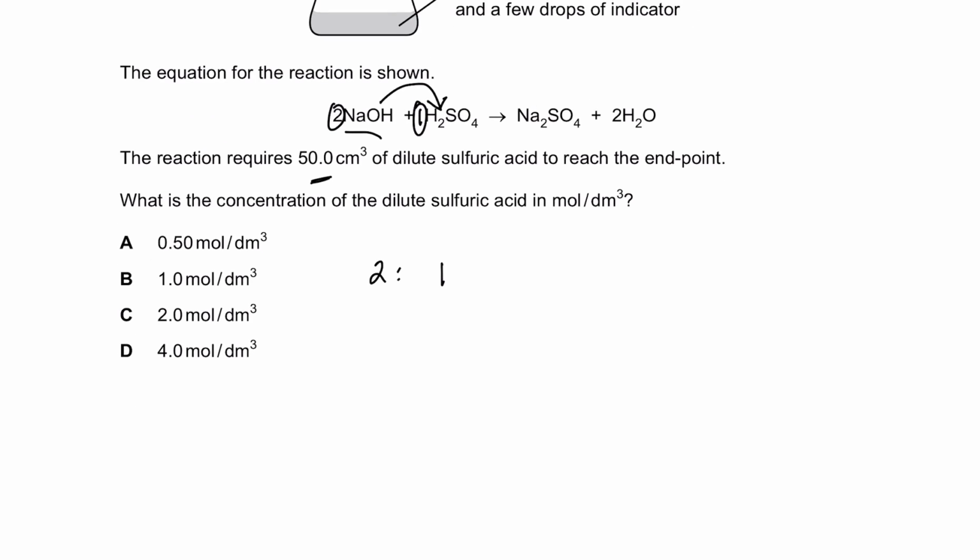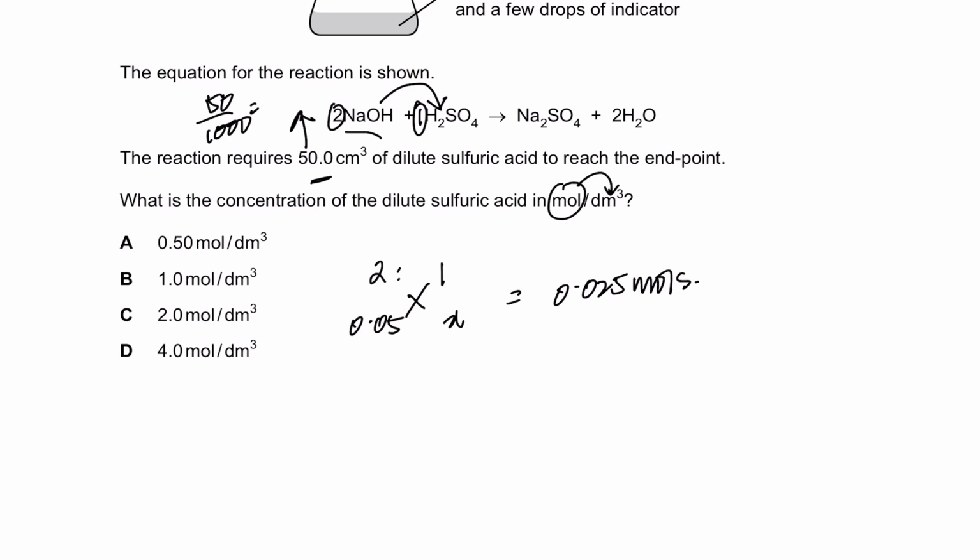So if you have 0.05 moles of NaOH, how much H2SO4 would you need? That's x. X is equal to, cross multiply, 0.05 divided by 2. You get 0.025. These are how many moles of H2SO4 were used, and you need to find concentration, which is mole per dm³. So first of all, convert this volume into dm³, which is 50 over 1,000. That gives me 0.05.